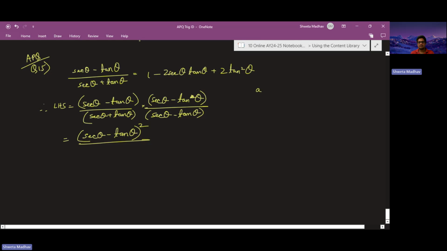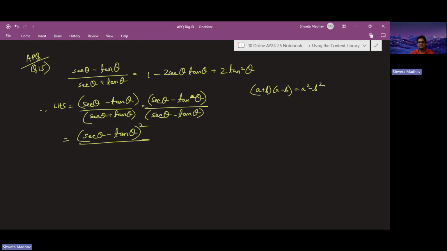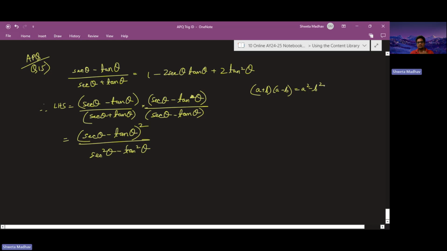We know that a plus b into a minus b is equal to a square minus b square. So this will be equal to secant square theta minus tan square theta. And we also know that secant square theta minus tan square theta is equal to 1. So this will be equal to sec theta minus tan theta whole square, since the denominator value is 1. We know that a minus b whole square is equal to a square plus b square minus 2ab. So here also we can write it as secant square theta plus tan square theta minus 2 sec theta into tan theta.